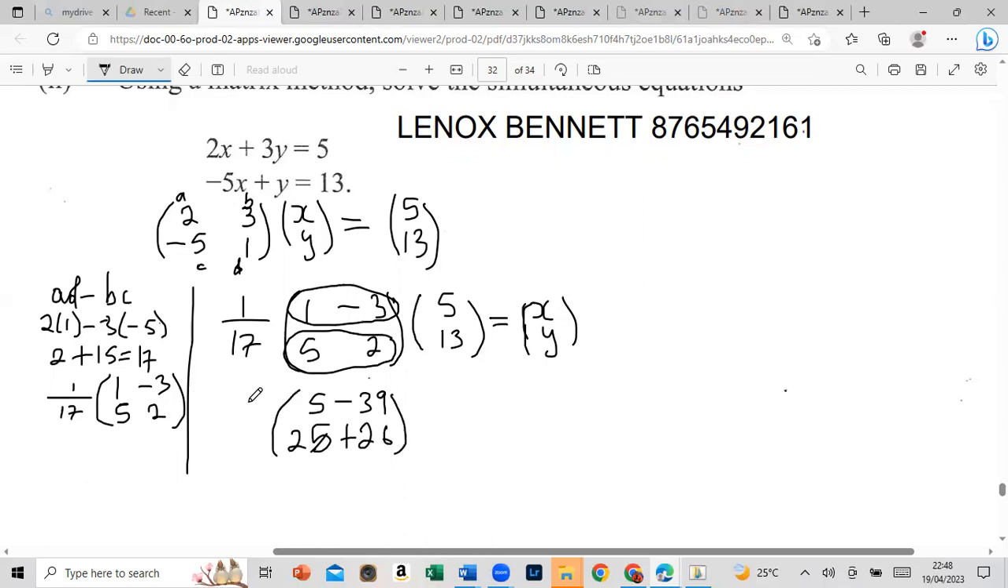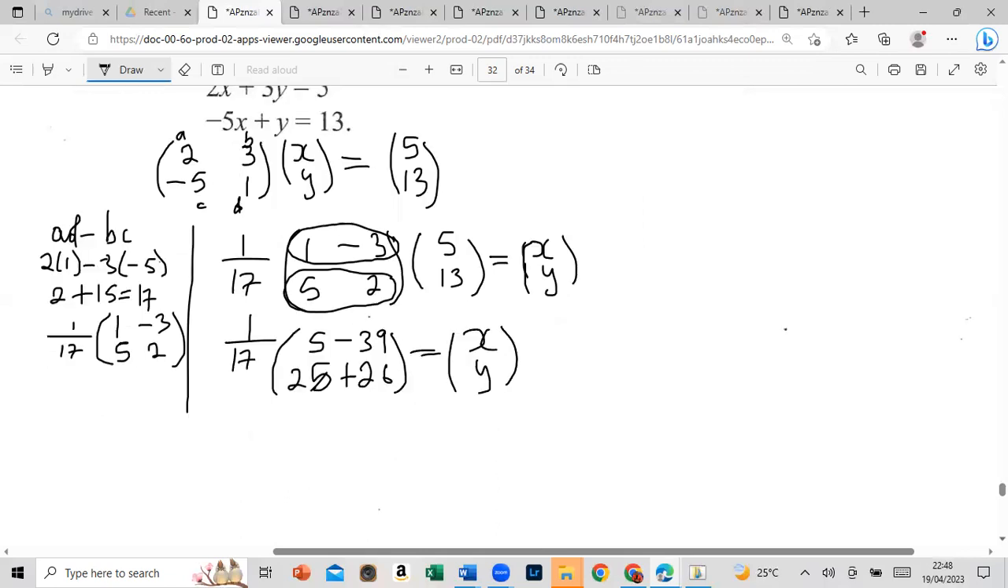Remember, we're supposed to have 1 over the determinant, so we have that right here. This must equal xy. While we have the xy, the one at the top represents x, and the next one represents y. Alright, let's move into it. So 5 minus 39 is going to give us negative 34, because the 39 is bigger. Do remember that. So that's negative 34. And then we want to add 25 plus 26. 6 and 5, 11, 1, 1. Alright, so that would be 51.